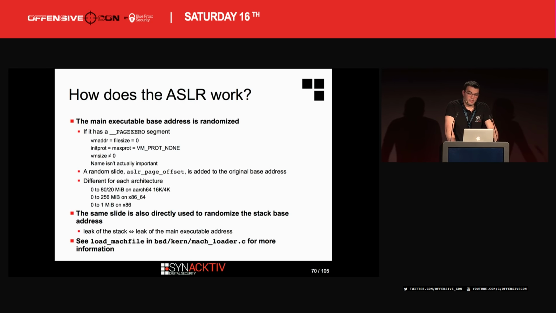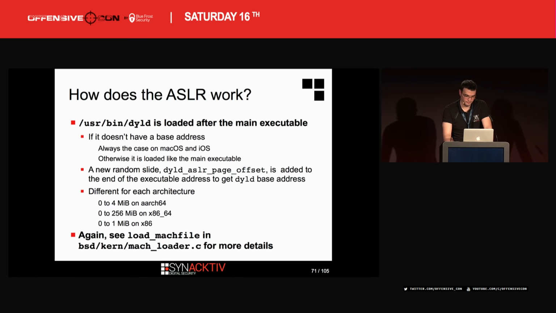So the main executable is randomized with a random slide. But the random slide is quite small. It's actually only 256 megabytes, at least on a 64-bit platform. And the same slide is actually used for the stacks. That means that on macOS and iOS, if you have a stack leak, then you get a main executable leak directly for free. And the inverse is, of course, true. So I invite you to read the code of XNU to see that.